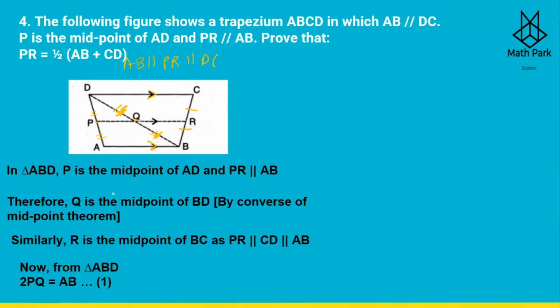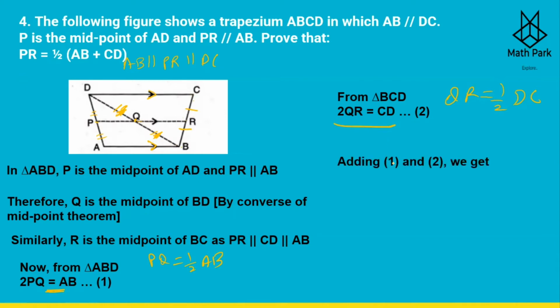Now further, in triangle ABD, you get PQ is equal to half AB. So that is how you get 2 PQ is equal to AB. In triangle BCD now, you get QR is equal to half DC or half CD. That is how you get 2 QR is equal to CD.